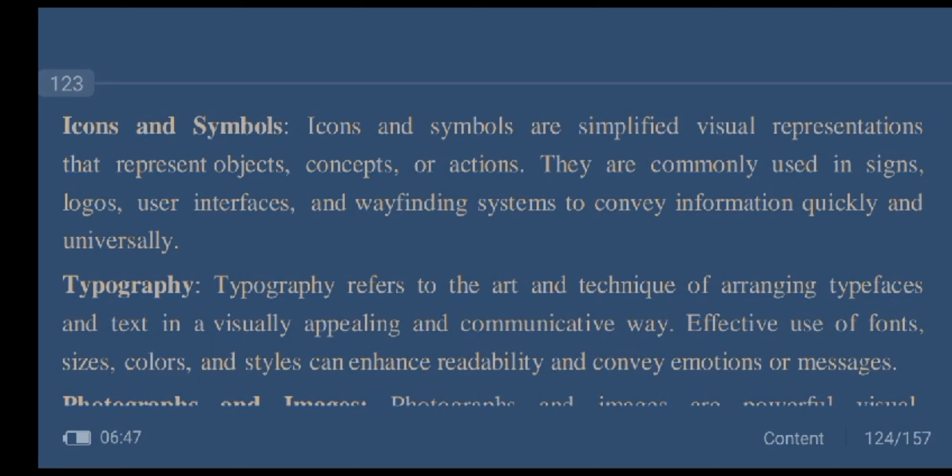Icons. Just like if I point at something indicating that object, it represents an icon. My index finger represents that I am pointing at or judging someone. That is an example of an icon. They are commonly used in signs, logos, user interfaces, and wayfinding systems to convey information quickly and universally.